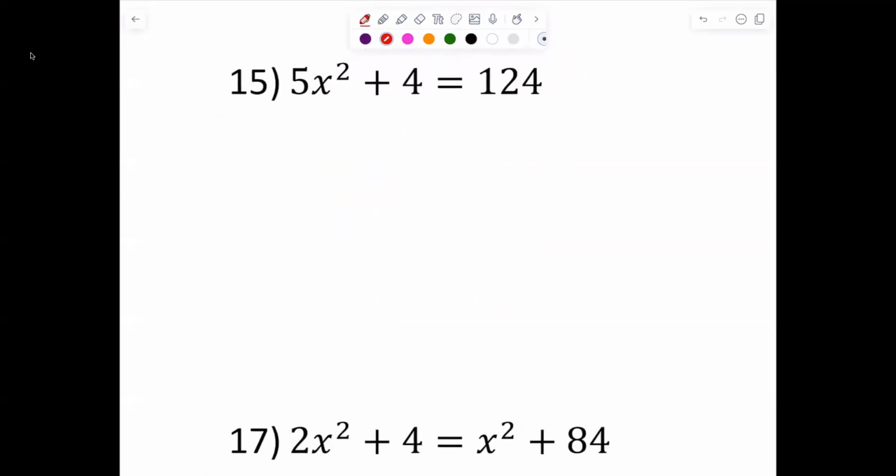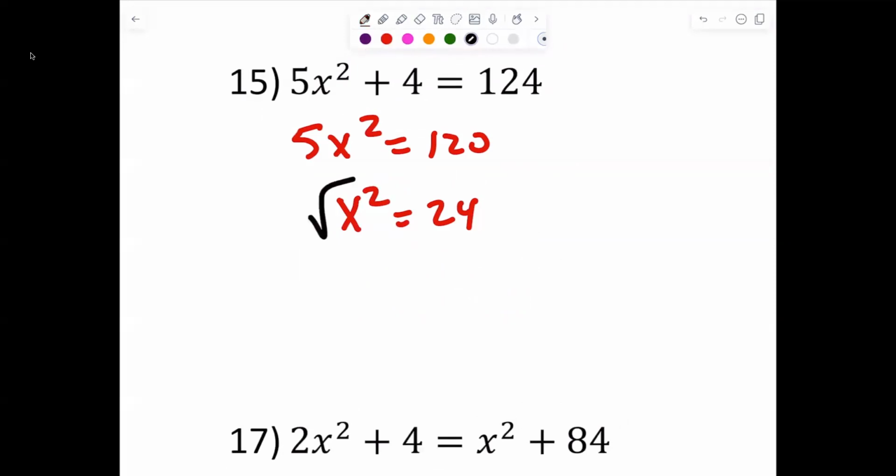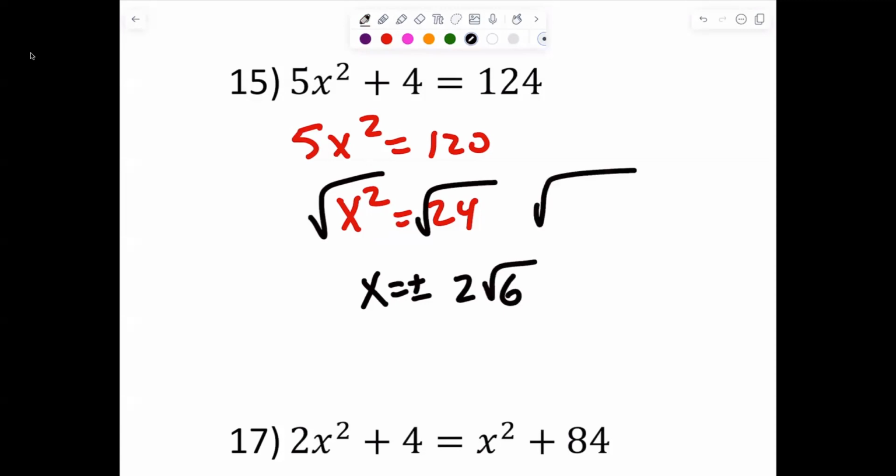Number 15, what do I have to do? Minus 4. 5x squared equals 120. Now what? Divide by 5. X squared equals 24. Now what? Take the square root. Can 24 be broken down? Yes, so that's going to be plus or minus what? Very good. Plus or minus 2 radical 6. Remember, for those of you who forgot, 24 is 4 times 6. Square root of 4 is what? 2. And the 6 is left behind.